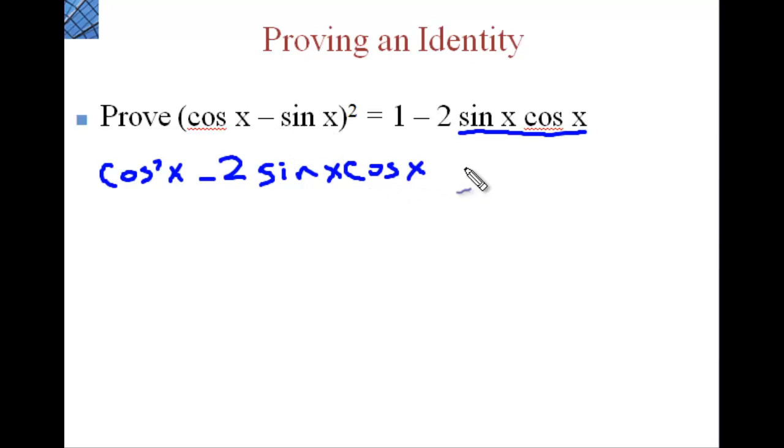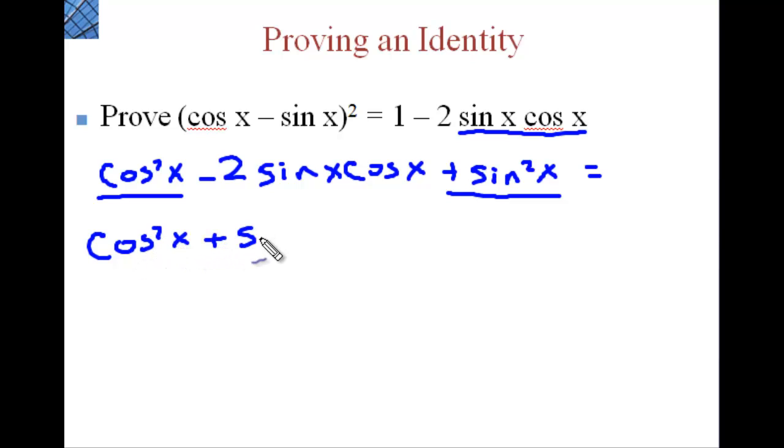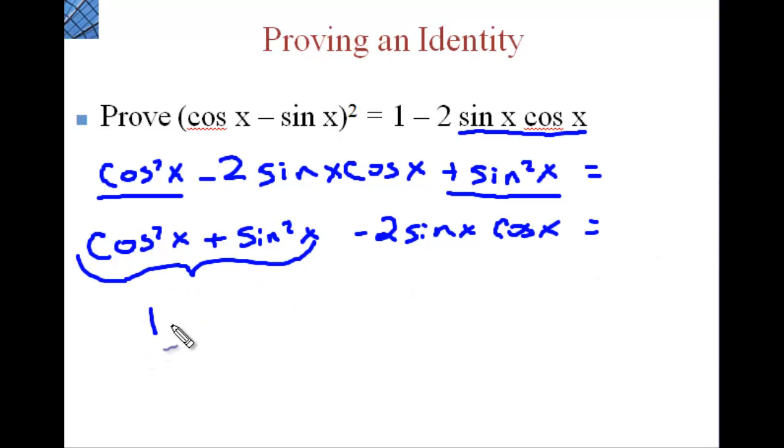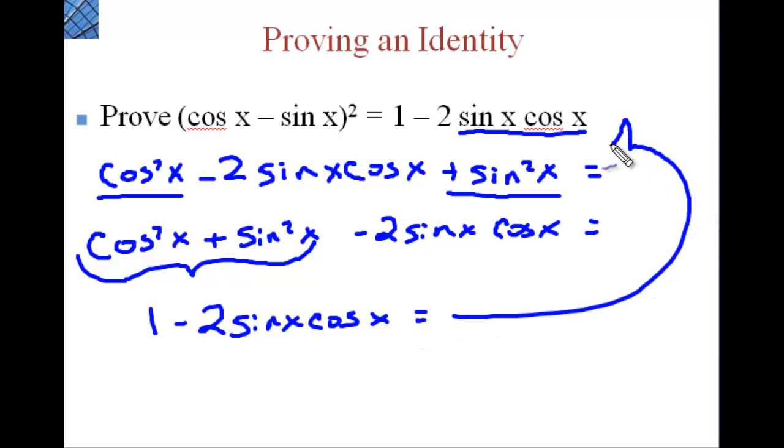And then we have a minus sine x times a minus sine x, which gives us plus sine squared x. We want to bring our cosine squared x and our sine squared x together. So we have cosine squared x plus sine squared x minus 2 sine x cosine x. Cosine squared x plus sine squared x is 1, minus 2 sine x cosine x, which is what we were trying to prove.